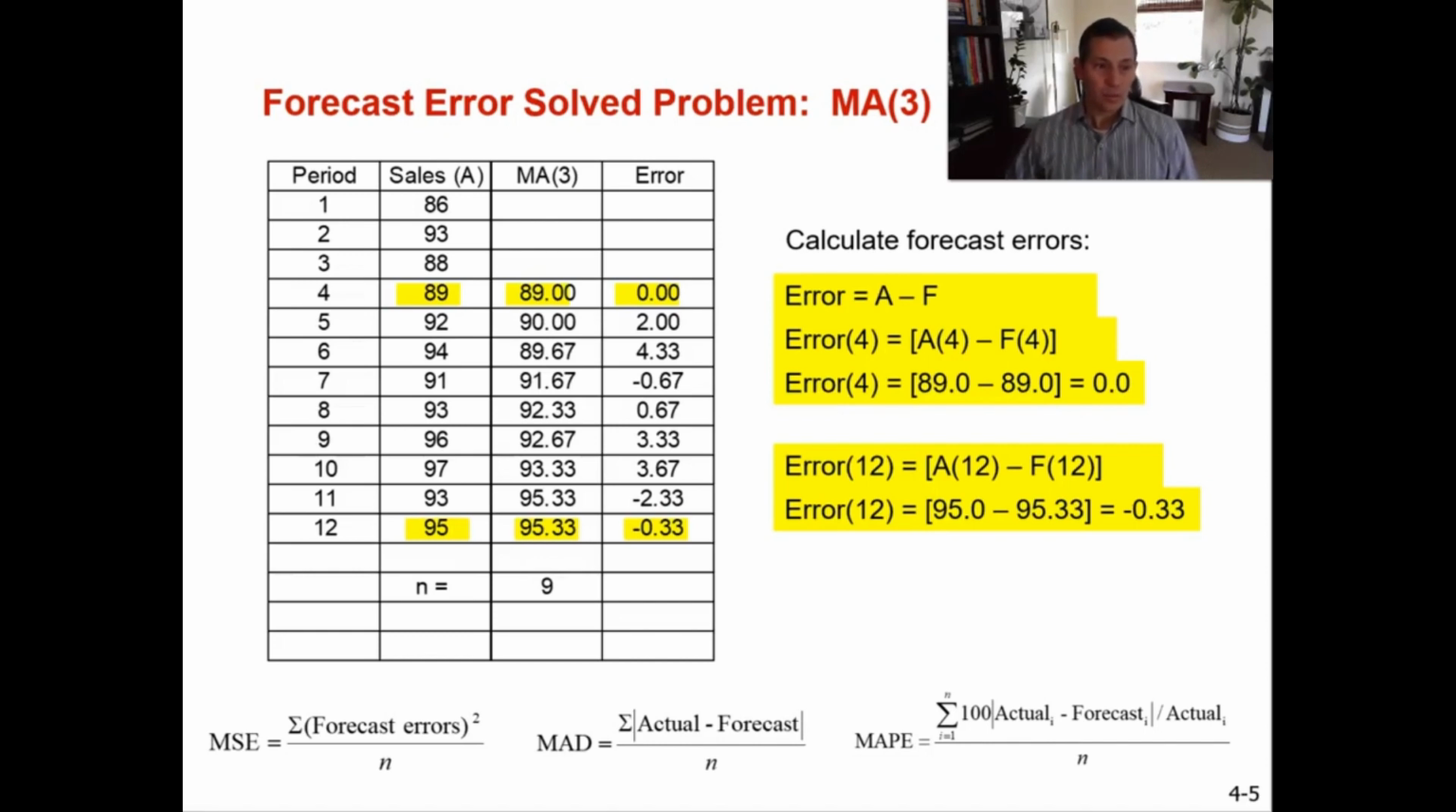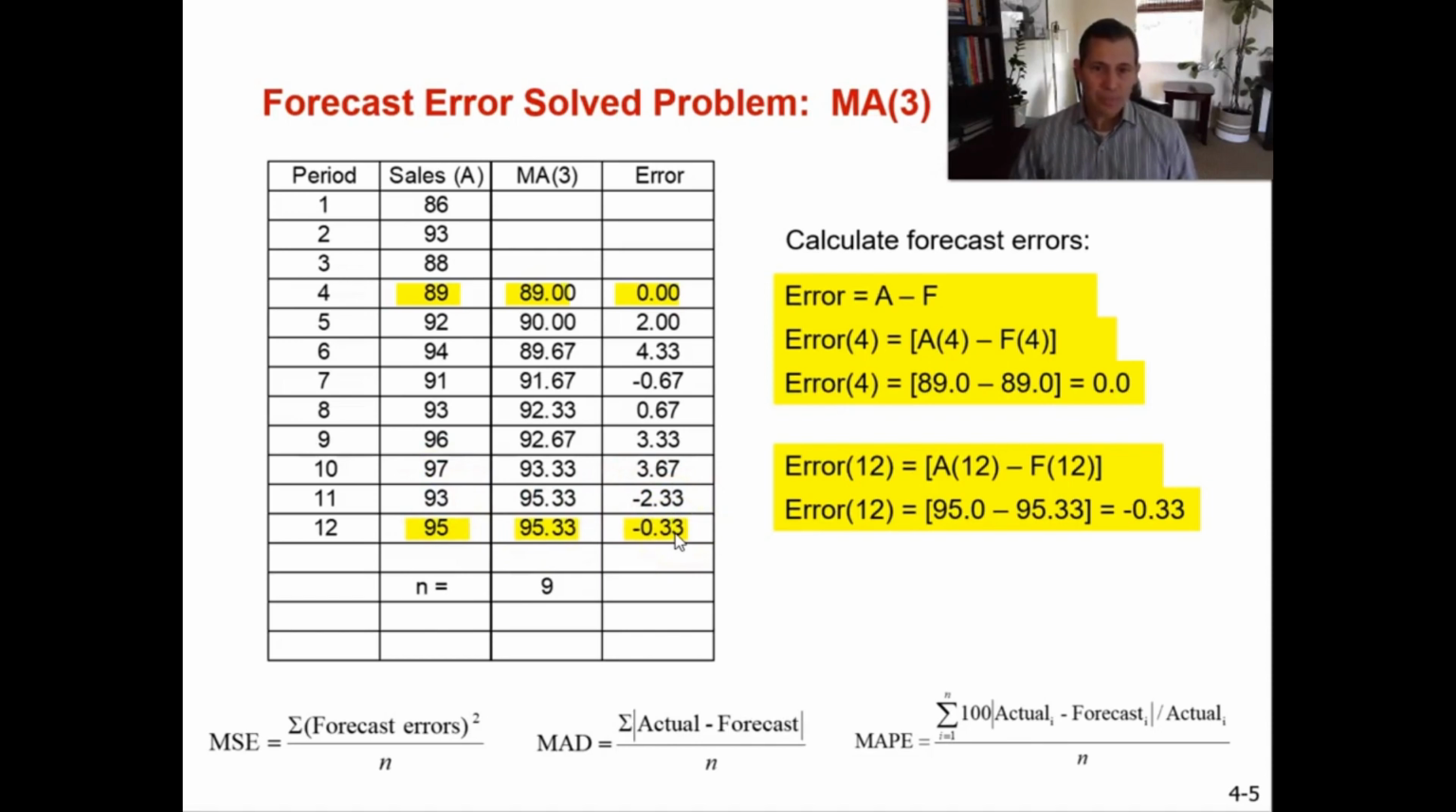So what I wanted to say about period 5 is in period 5, your actual sales were 92, and your moving average was 90. So you were forecasting 90. Your actual sales were 92. So your error was plus 2. Okay, plus 2. You only forecasted 90, but you sold 92. You had the opposite of that in period 11 and period 12. You were forecasting 95.33, but you only sold 93. So you had a negative 0.23 forecast for those months.